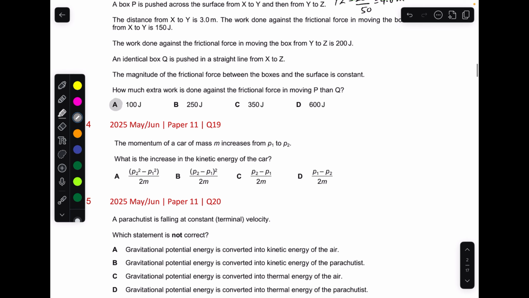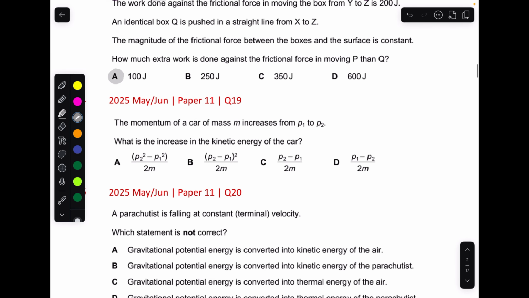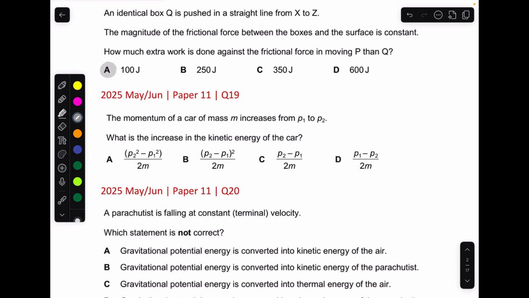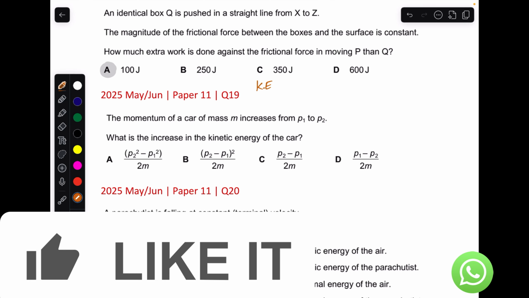Let's move to the next question. The momentum of the car M increased from P1 to P2. What is the increase in kinetic energy of the car? So they are relating momentum with the kinetic energy. First thing, you need to know the relation between them. We know kinetic energy is equal to half mv squared, and we know P is equal to mv.